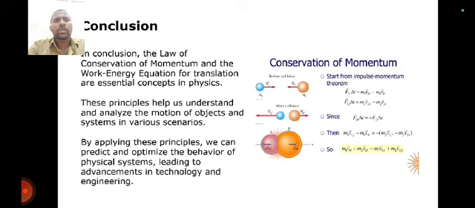Conclusion. In conclusion, the law of conservation of momentum and the work energy equation for translation are essential concepts in physics. These principles help us understand and analyze the motion of objects and systems in various scenarios. By applying these principles, we can predict and optimize the behavior of physical systems, leading to advancements in technology and engineering.